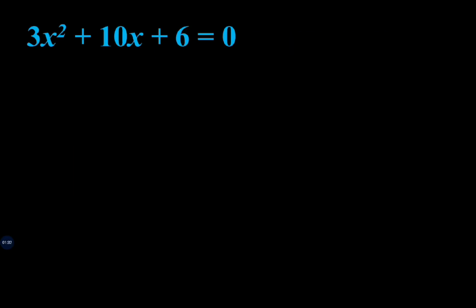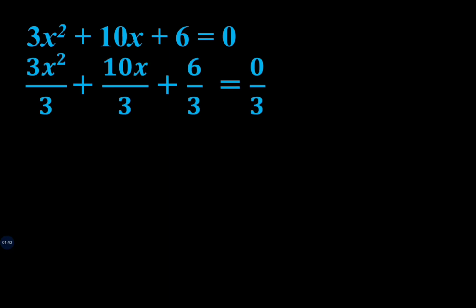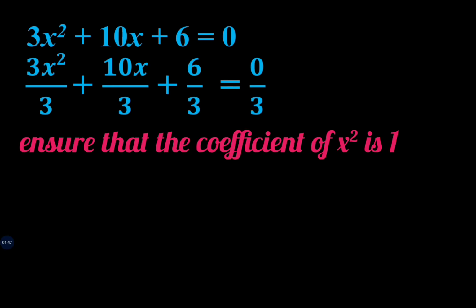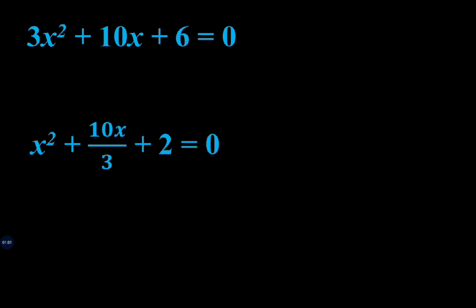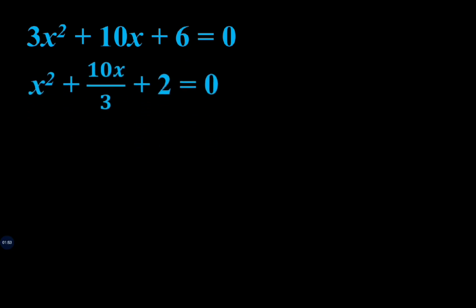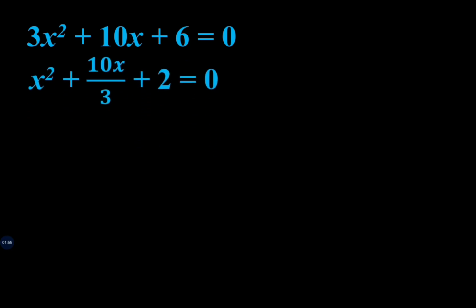Given the equation 3x squared plus 10x plus 6 is equal to 0, let's solve this by completing the square. First step, ensure that the coefficient of x squared is 1 for this technique to work out. So, by dividing by 3 throughout, we get x squared plus 10x over 3 plus 2 is equal to 0.